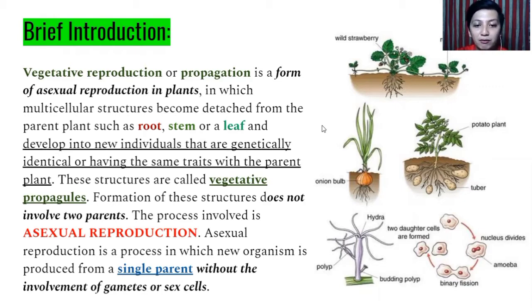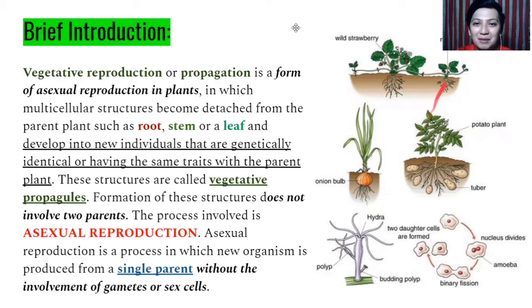Okay, the process involved in asexual reproduction. So meaning to say not two parents involved in this type of reproduction, but only one parent will do. Okay, asexual reproduction is a process in which new organism is produced from a single parent without the involvement of gametes or sex cells. So kapag sinabi nating vegetative propagation or reproduction, ito yung mga parte ng plants or plant parts na kung saan pwede silang mag-reproduce. For example, yung roots, yung stems or leaves. Okay, pwede natin yung gamitin.